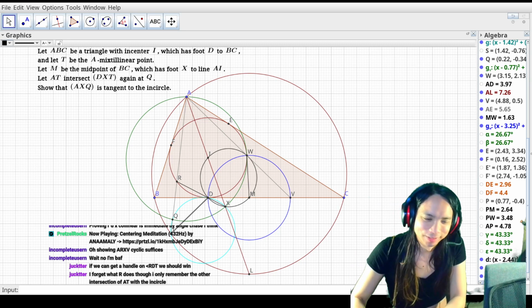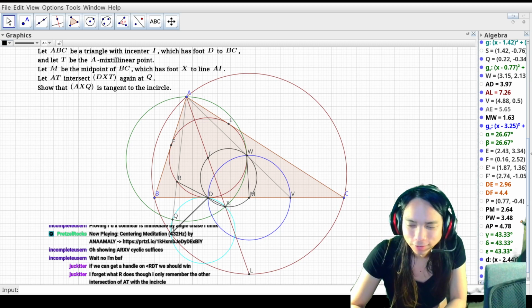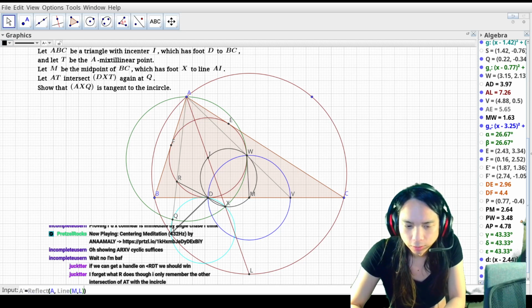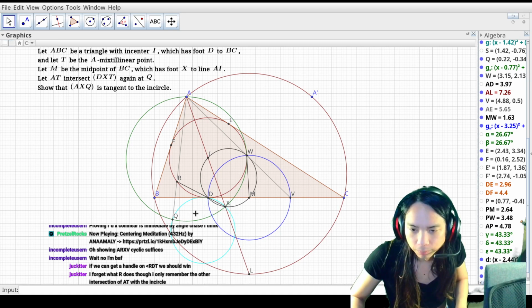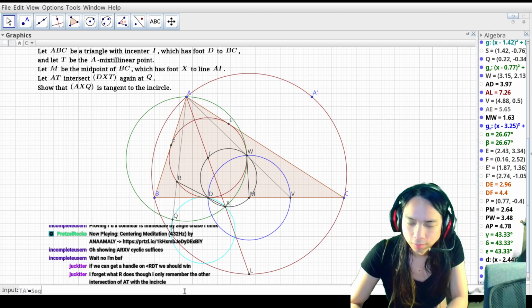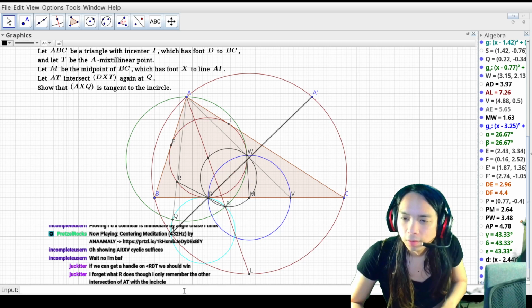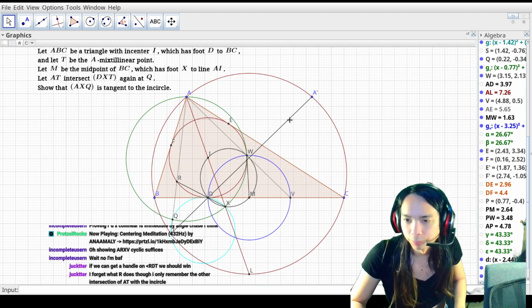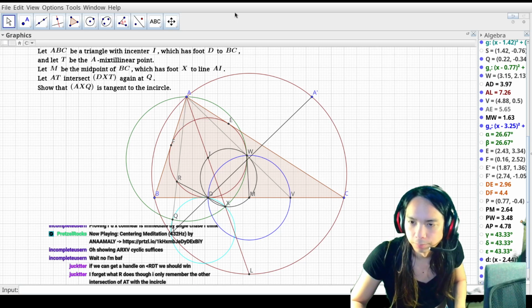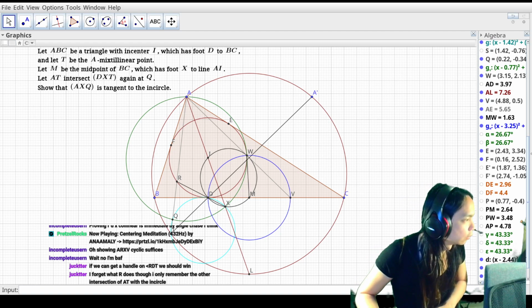But okay, here's a fact of life. If I let A prime be the reflection of A across ML, that isosceles trapezoid point, this is true: line TD happens to pass through A prime. It's what happens when you take the gray line and reflect it over the perpendicular bisector of BC.